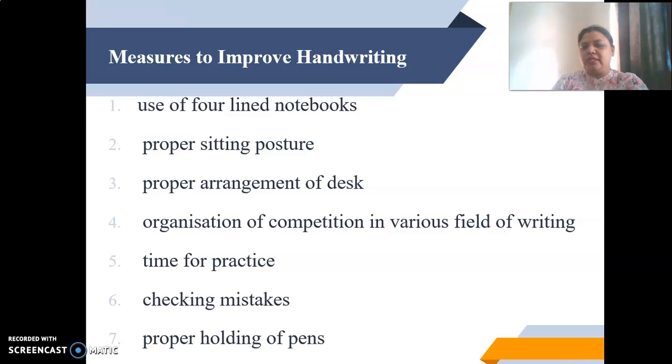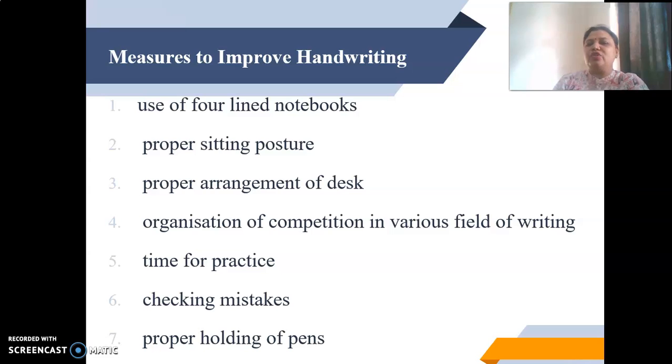Proper sitting posture in the class. It is very essential that whatever sitting arrangement is provided to the students by the school is very proper, so that it helps the students to write in a proper manner. Proper arrangement of desk. Again, it is related to the managerial capacity.